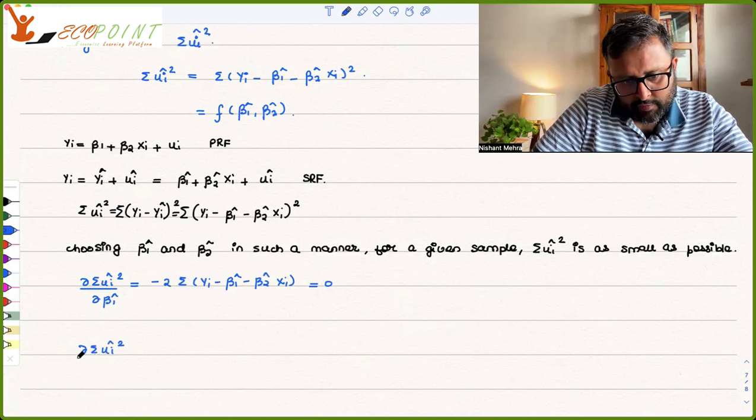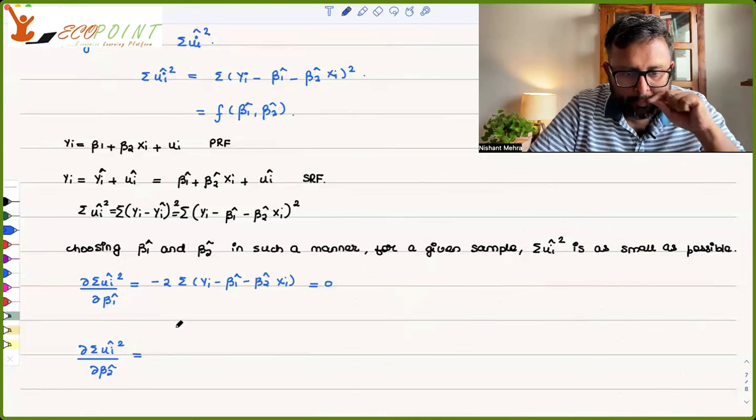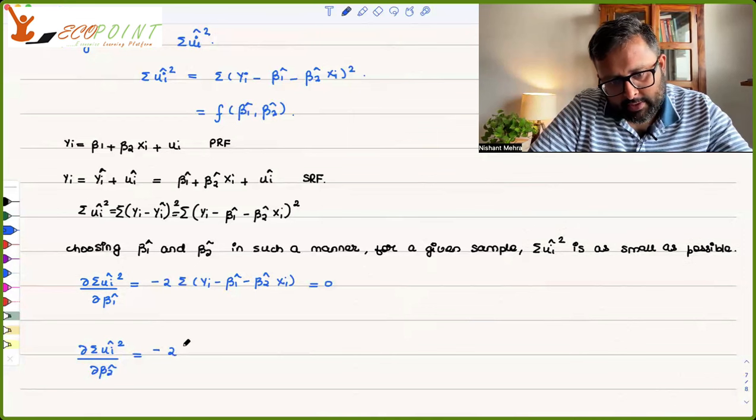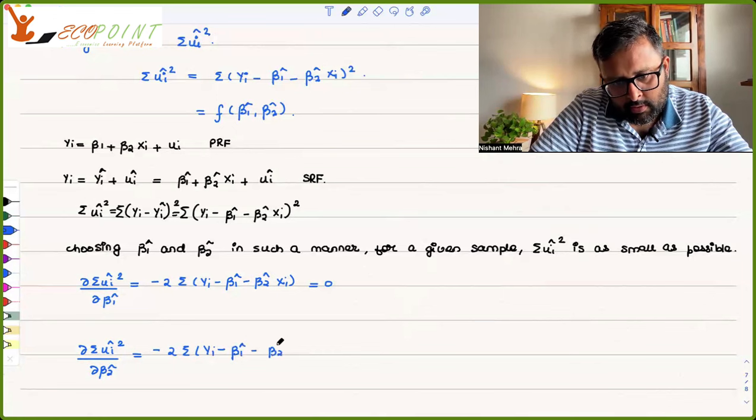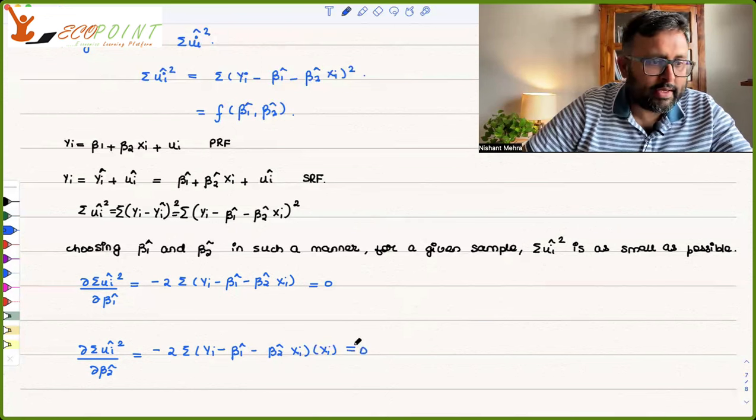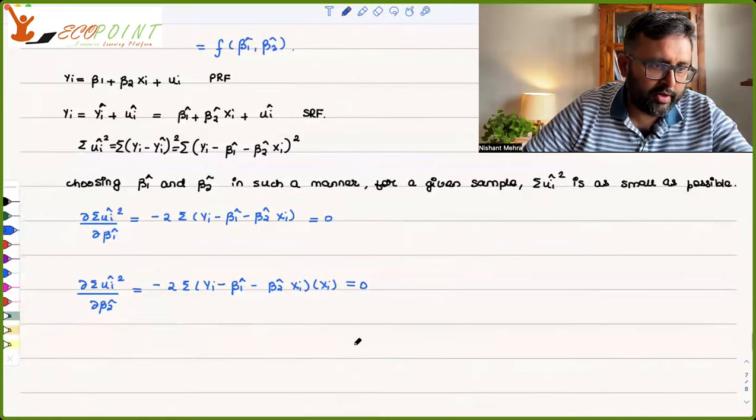And del of summation of ui hat square on del of beta 2 hat is minus 2 summation of yi minus beta 1 hat minus beta 2 hat xi into xi equals 0. Fair enough?